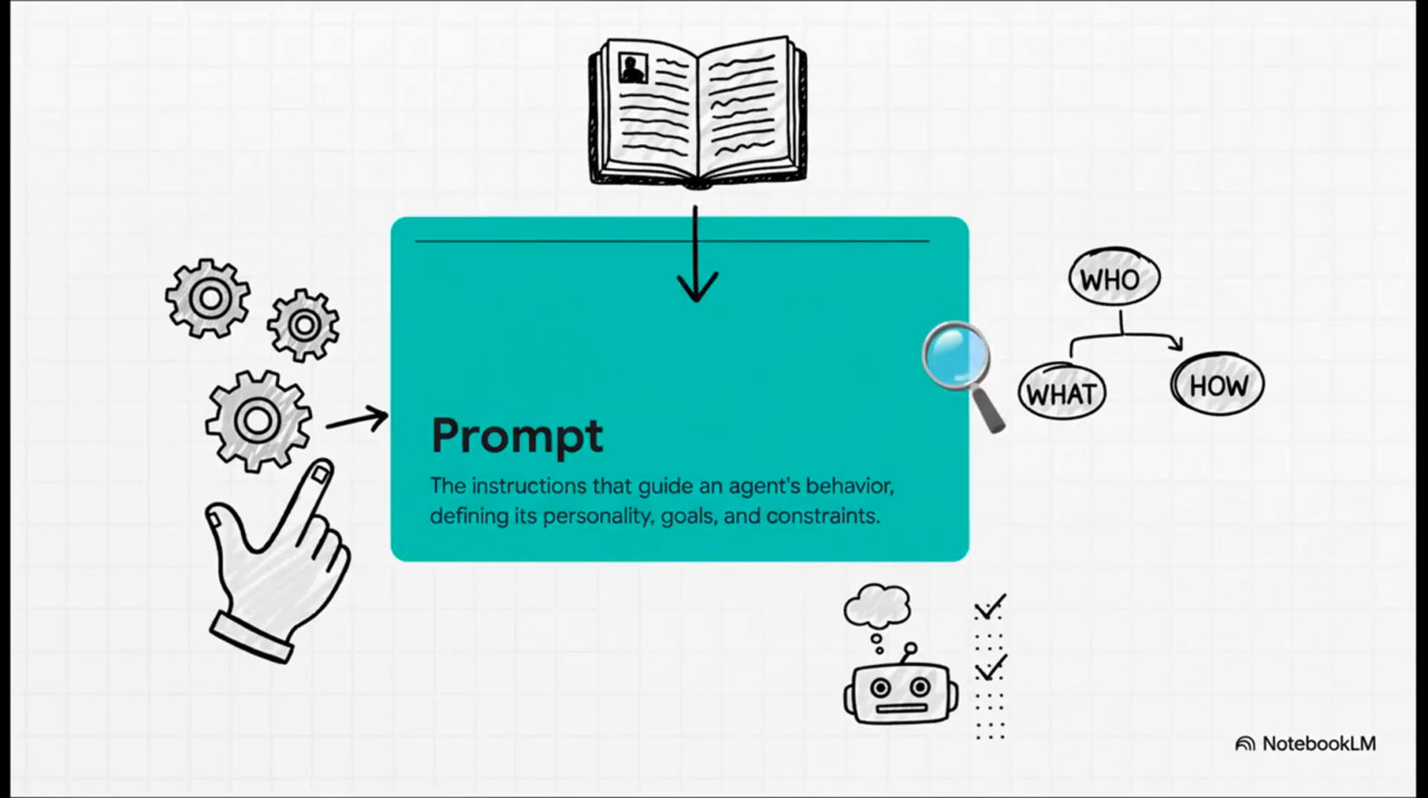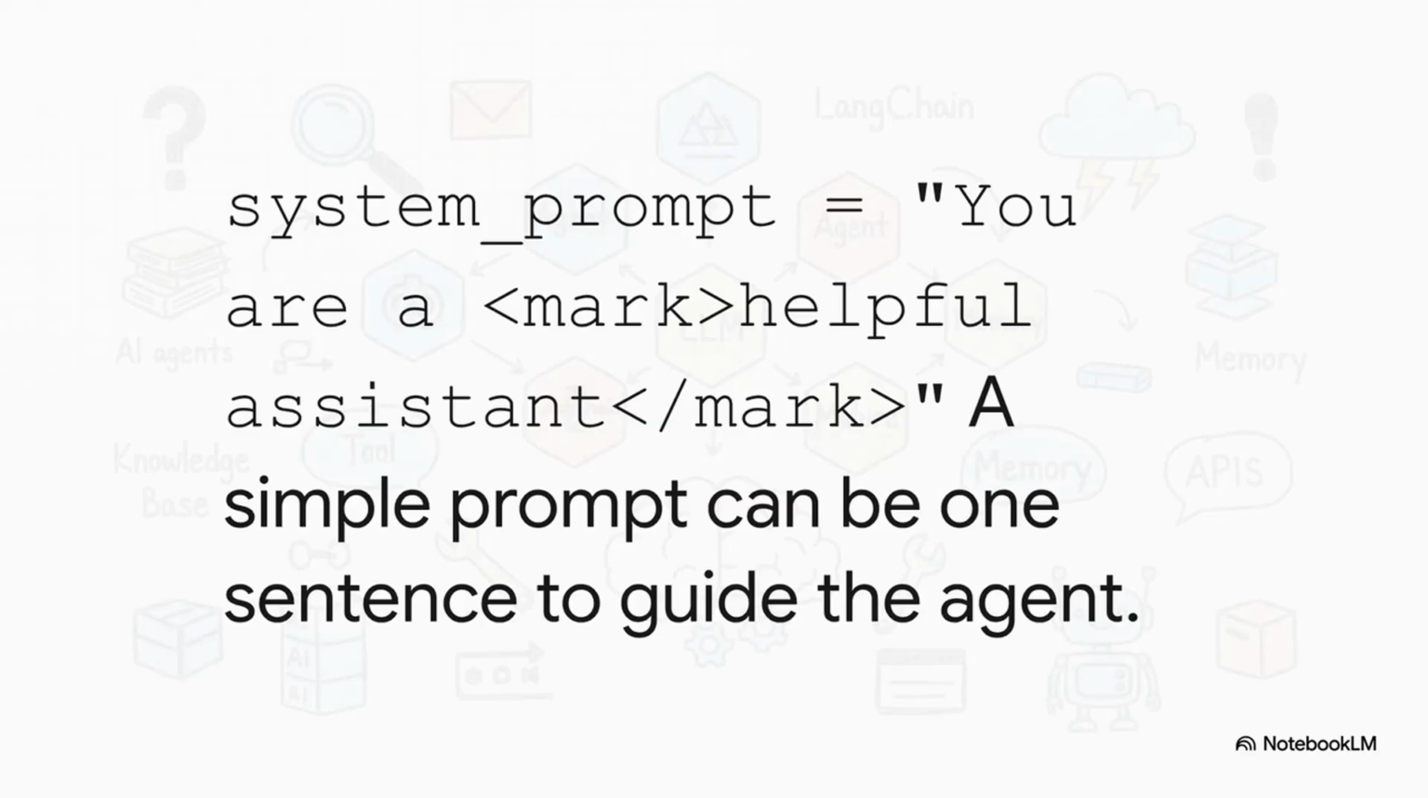Okay, second ingredient, the prompt. If the tools are the agent's hands, then the prompt is its job description. This is the absolutely crucial set of instructions that tells the agent who it is, what its goal is, and the rules for how it should behave. Now, in its simplest form, a prompt can be just a single sentence, like this one right here. You are a helpful assistant. And this is a great starting point, but as we're about to find out, the real power comes from making this prompt much, much more detailed.